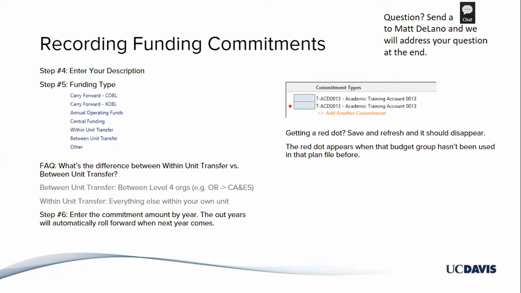And then just something to note, especially as you're referencing back to this presentation, if you get a little red dot as you're entering your commitments in there, just save and refresh and it should disappear. That red dot appears when that budget group hasn't been used in that plan file before. And so saving it will just get it in there, and the red dot's not anything serious.